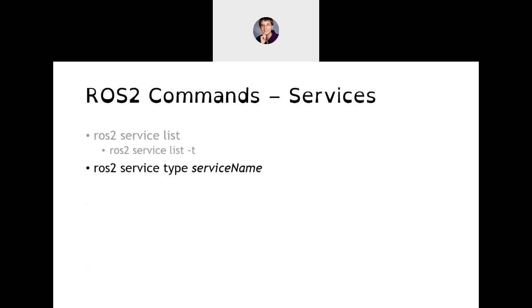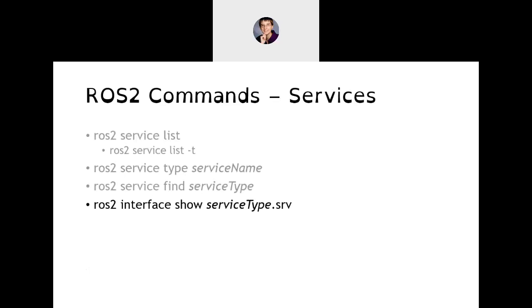And we can also look at the types, right? See what kind of services we're running. We can find ones that are a specific type, right? So maybe if we have 10 turtlesims running and we want to see all of those services, we can use this to filter out and see what those are named. You can also look at the interface type between the different services, right? So how are they actually sending information back and forth through that server?